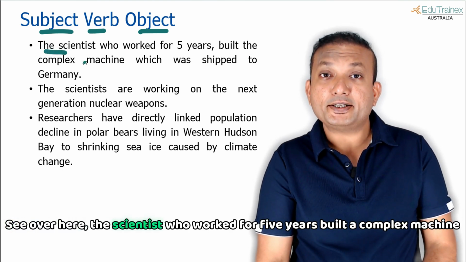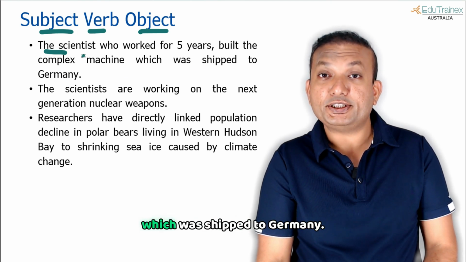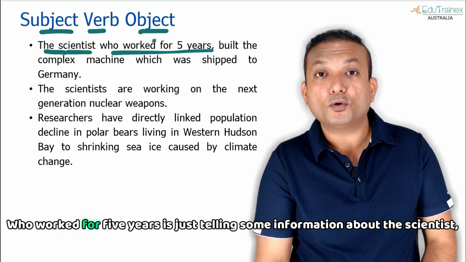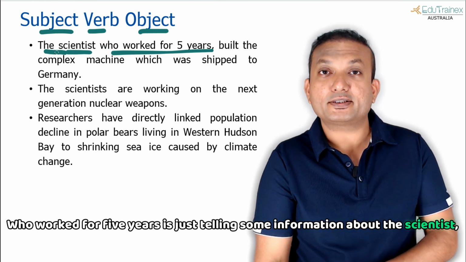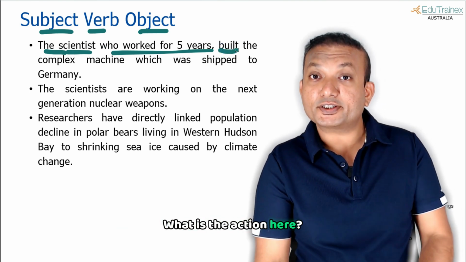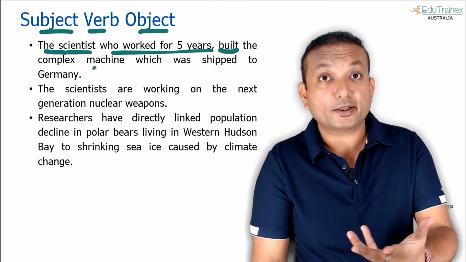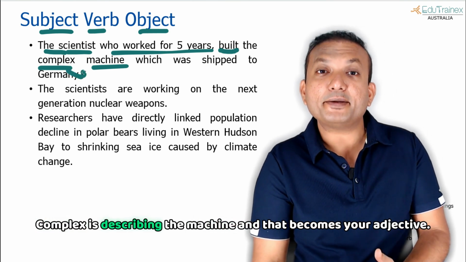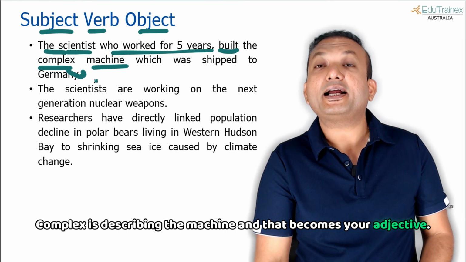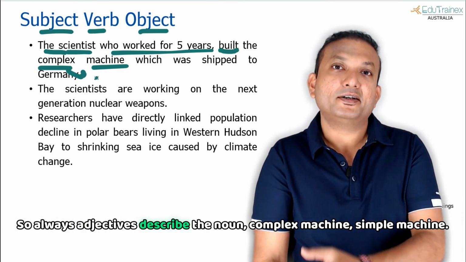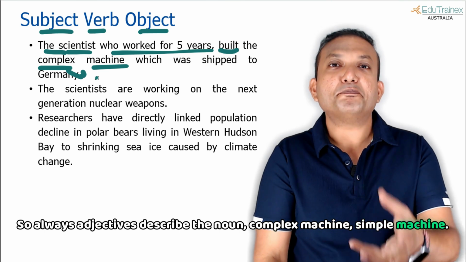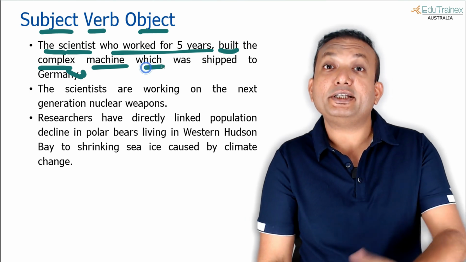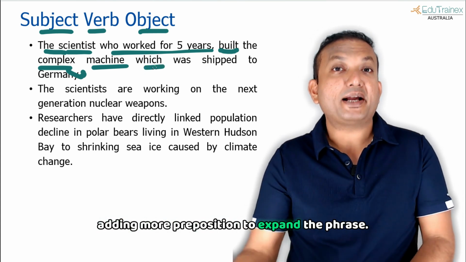See over here, the scientist who worked for 5 years built a complex machine which was shipped to Germany. Who is doing what? The scientist is doing something. "Who worked for 5 years" is just telling some information about the scientist, but not the action done by the scientist. What is the action here? Build something. Build what? That will be your object. Build the machine. Now, what is "complex" doing here? Complex is describing the machine, and that becomes your adjective. So, always, adjectives describe the noun. Complex machine. Simple machine. So you are describing the machine, right? "Which was shipped to Germany" adds more prepositions to expand the phrase.